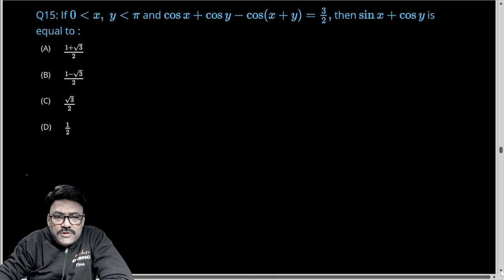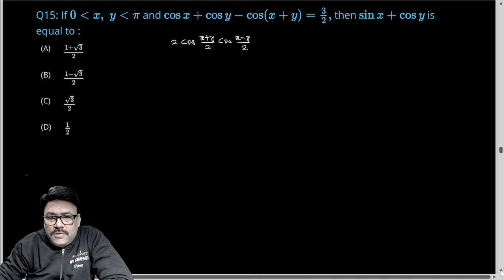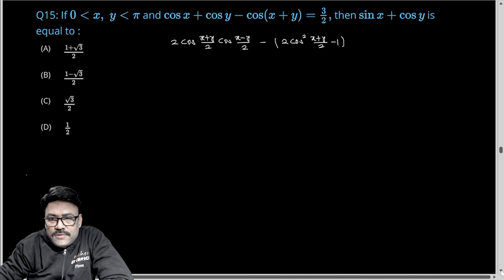Cos c plus cos d, cos x plus cos y is 2 cos (x plus y by 2) cos (x minus y by 2). And this cos of x plus y can be written as 2 cos square (x plus y by 2) minus 1. This is 3 by 2.